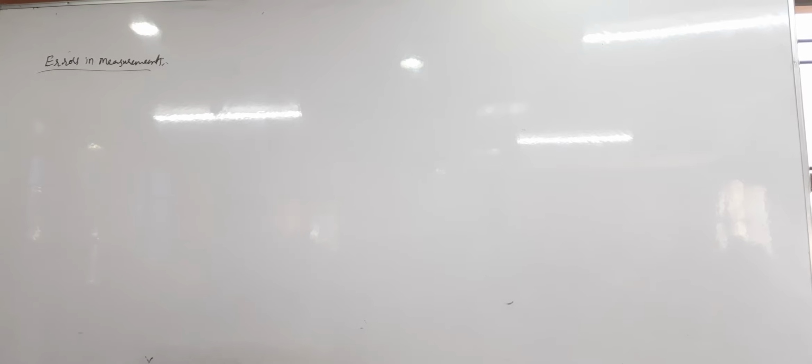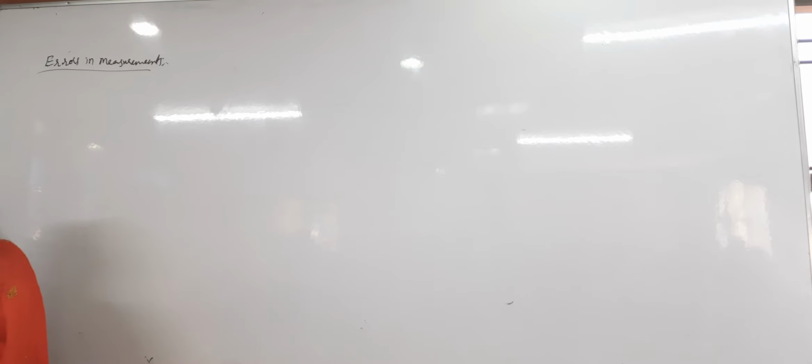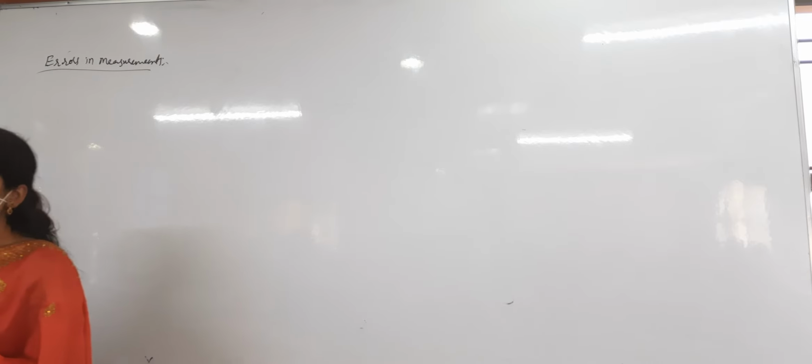Next number is 0.00602. In that, which are significant? 602 are significant. Then next one is 2.50 into 10 power 10. How many are there? 3. That is about the basic significant figures.